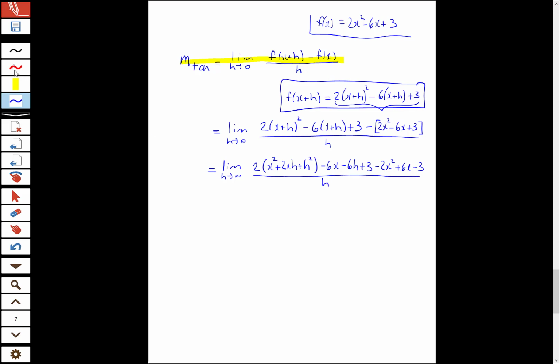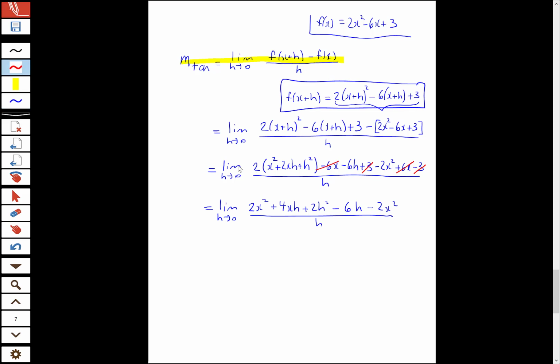So at this point, we should have some cancellation that can happen. The minus 6x and the plus 6x will cancel, and the plus 3 and the minus 3 will cancel. So that's looking good. Okay, continuing with this, we've got limit as h goes to 0. Let's distribute the factor of 2 there. So 2x squared plus 4xh plus 2h squared. Still got our minus 6h, and we've still got a minus 2x squared. Okay, and then that's all over h.